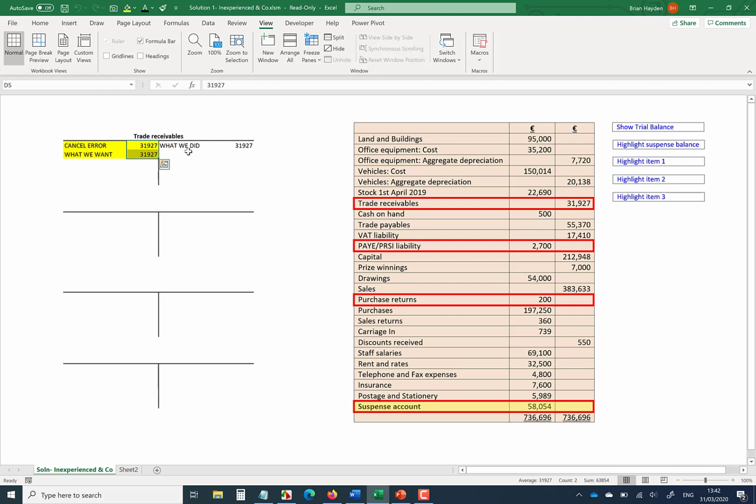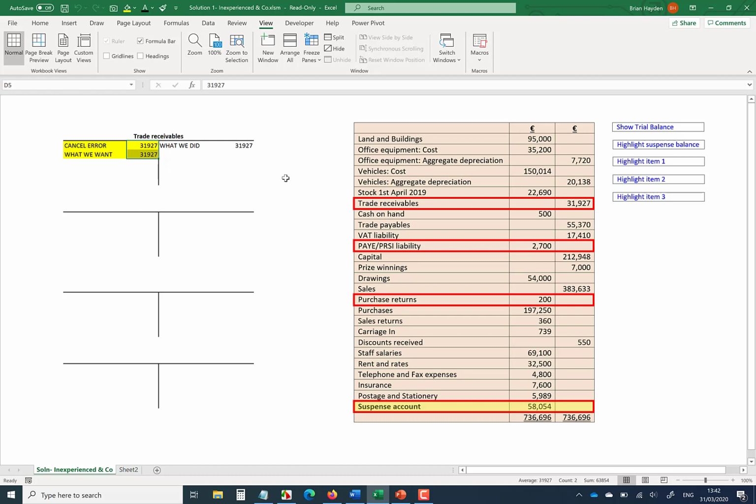Now, this method that I'm demonstrating, it's worth taking a bit of time to understand the process. So I wrote in what we did initially. Right, we have 31927 on the credit side. That's wrong, so I cancelled it. Okay, so that's that cancel error. And then what do I want? I want 31927 on the debit side. So these two things we have to do, that's the nature of our solution, our fix. And we'll see the formal journal entry in the next part of the video.